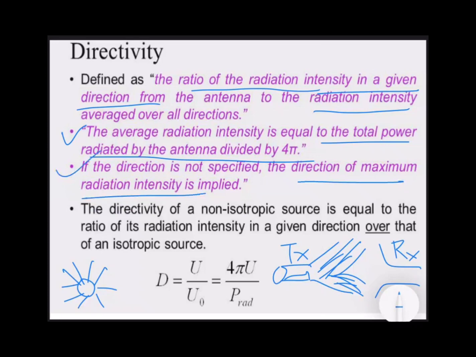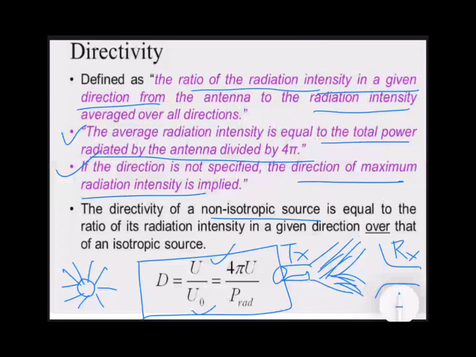And if you want to define the directivity for a non-isotropic source, then the directivity is equal to the ratio of its radiation intensity in a given direction over that of an isotropic source. So this is the formula for directivity in terms of radiation pattern, where the directivity D is equal to U divided by U naught, that is the radiation intensity in a given direction divided by the radiation intensity over all the directions. So D is equal to U by U naught.